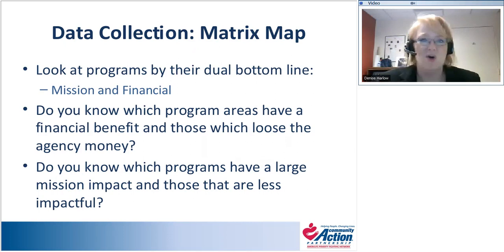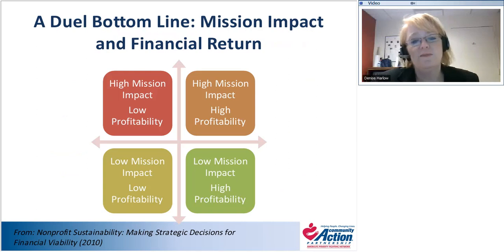I think we inherently know that. We oftentimes think we know what's going on in terms of which programs are our money winners and which ones are our money losers, which ones we really think are mission winners and which ones may not be so mission focused. But doing a formalized process can help you do that. Again, this comes from Nonprofit Sustainability: Making Strategic Decisions for Financial Viability, written by Jean Bell, Jan Masaoka, and Steve Zimmerman.